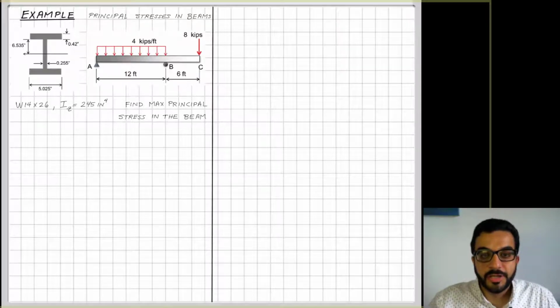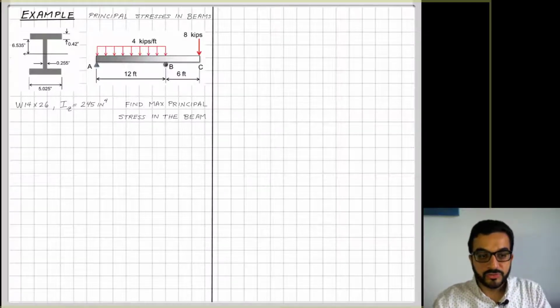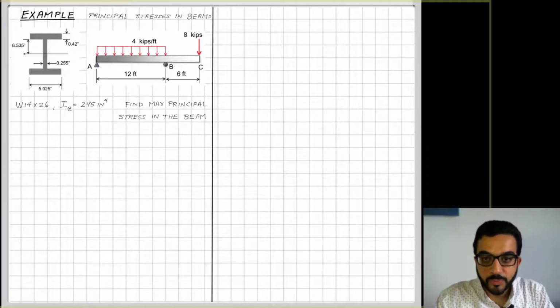Hi there. This video will see an example of designing a beam, considering now that we know about principal stresses. We have seen an example before designing a beam based on flexural stresses, and we consider mainly the extreme points, the top and the bottom points. But now we'll see how principal stresses will impact the process we have seen before.